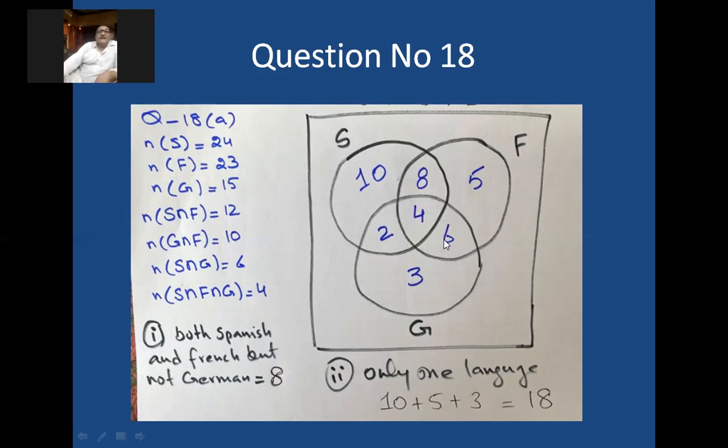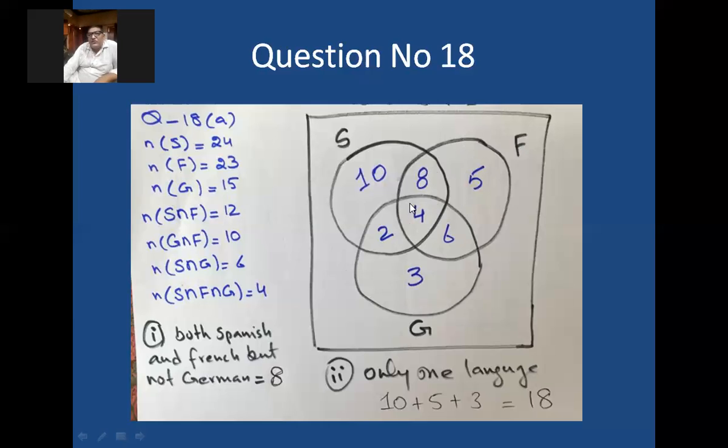And S intersection F, there the total members should be 12. So 4 is already here, so here I will write 8. Then you can see the members in G should be 15. So 2, 4, and 6 are already there. From 15, subtract 6, 4, and 2, you will be left with 3. So I will write 3. Only G will be 3.